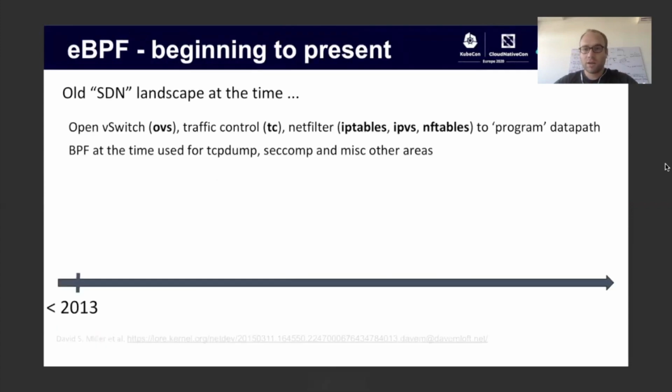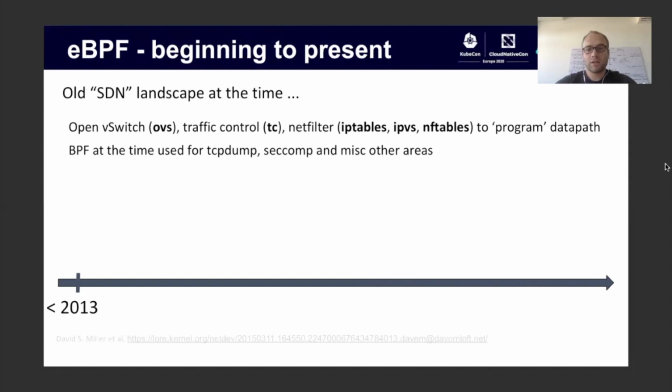So how did it look in the very early days of BPF? So basically, we're speaking about pre-2013. You can consider it as the SDN landscape for Linux at the time, if you will. So back in the days, there was the Open vSwitch project, or called OVS, the traffic control, and also the NetFilter subsystem, consisting of, for example, iptables, IPVS, nftables was there back then.